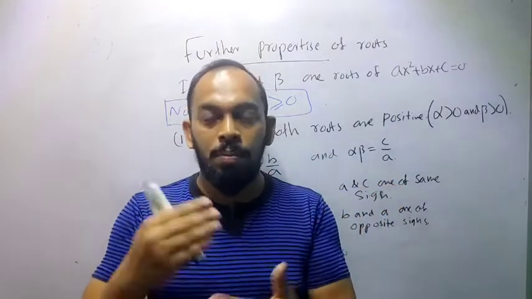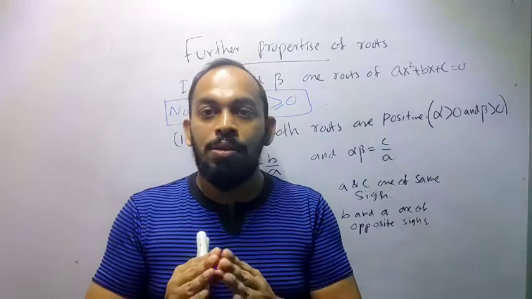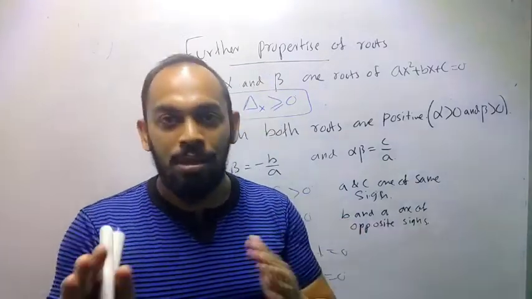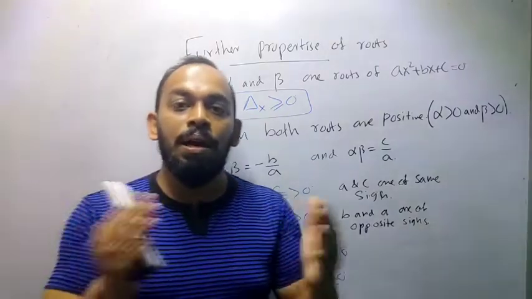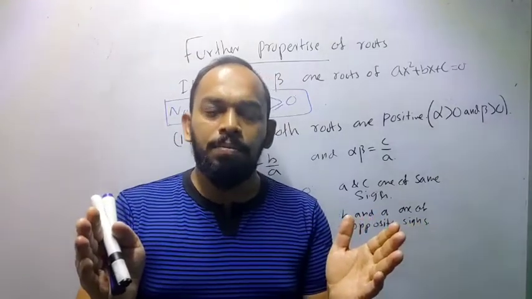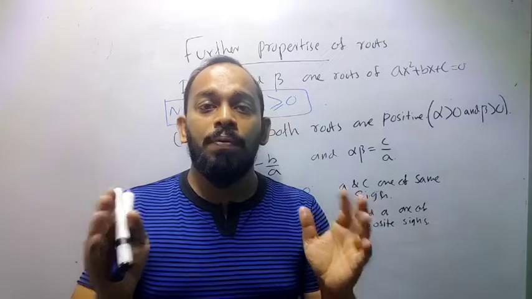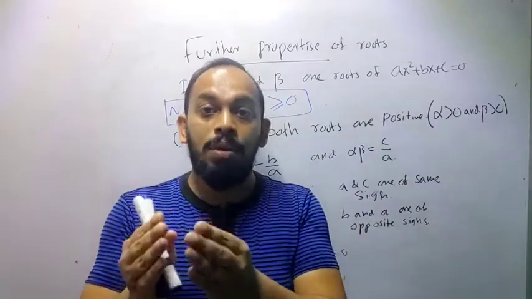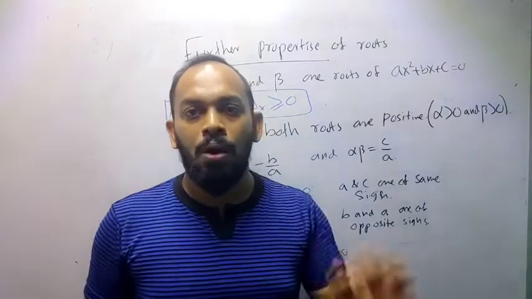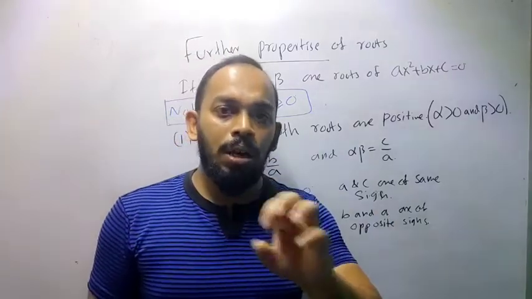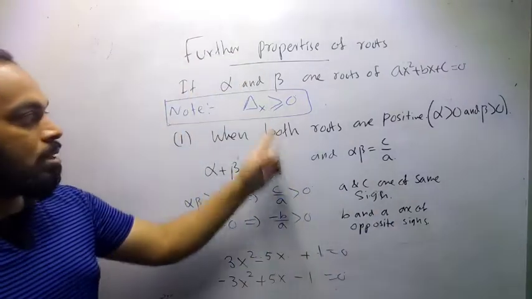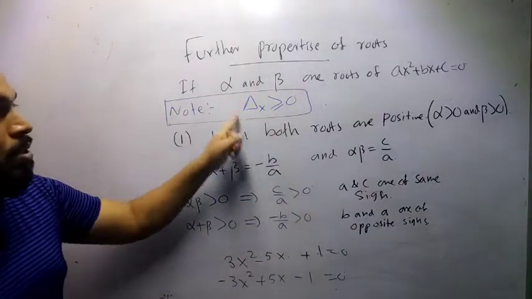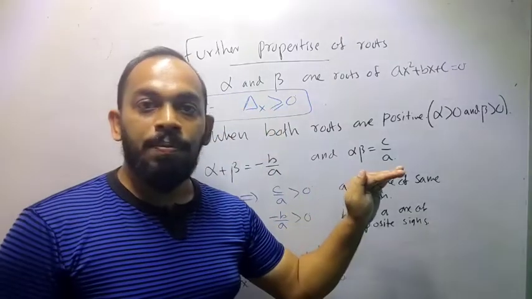When you learn about complex numbers, you would know that there is no such thing as positive complex numbers or negative complex numbers. There is no such thing. So we cannot compare two complex numbers, but we can assign a sign of positive or negative to a real number. So we are only focusing on real roots here. That's why the discriminant has to be greater than or equal to 0. Always keep that in mind. So this condition must be met, right?